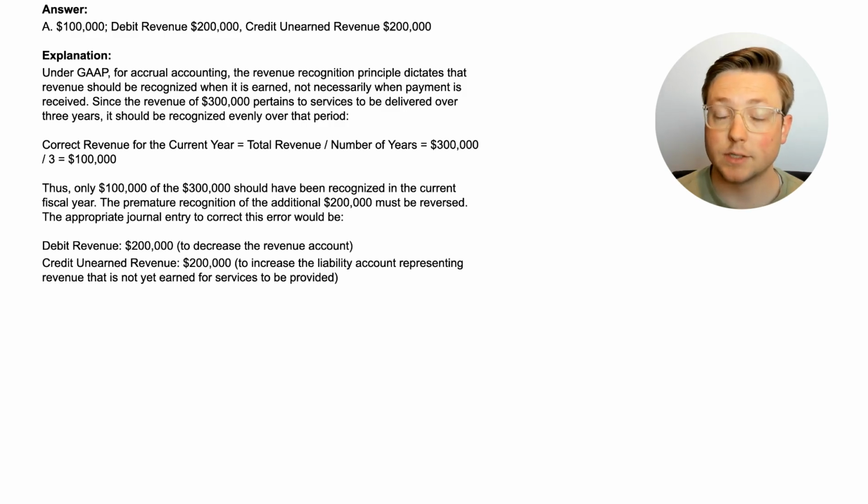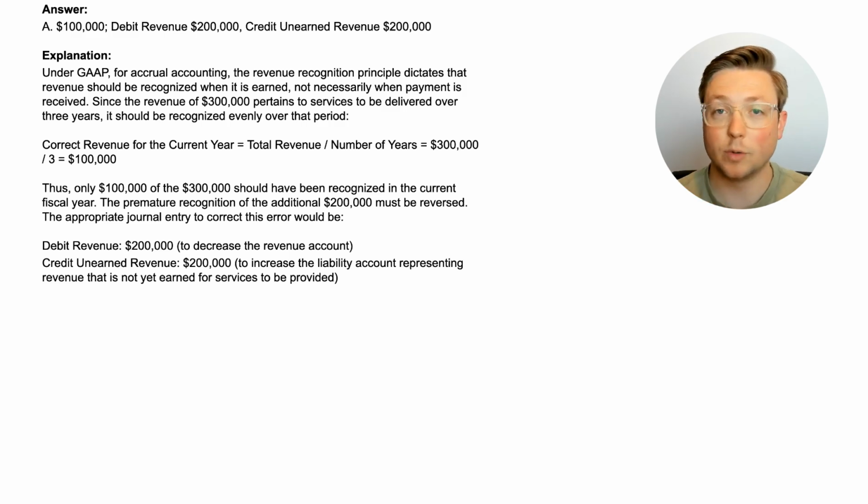There would be $100,000 of revenue recognized in this year, and to make that correct, we have to debit revenue for $200,000 and credit unearned revenue for $200,000. And just a reminder, revenue is on the income statement. Technically, unearned revenue is on the balance sheet.